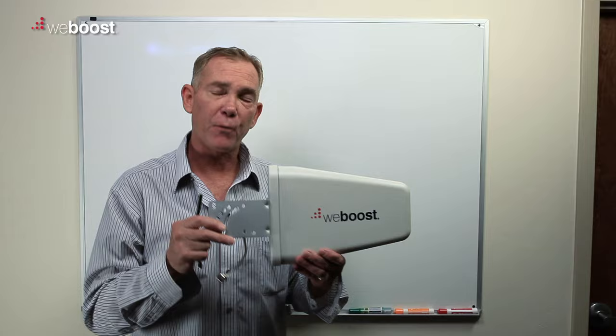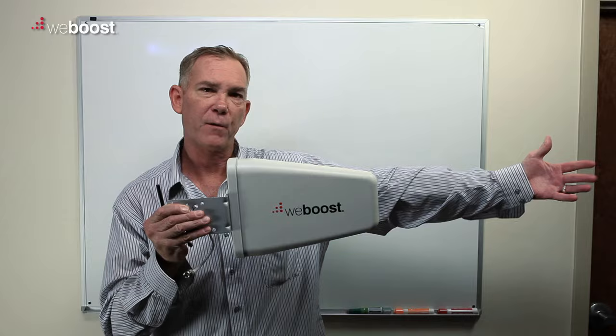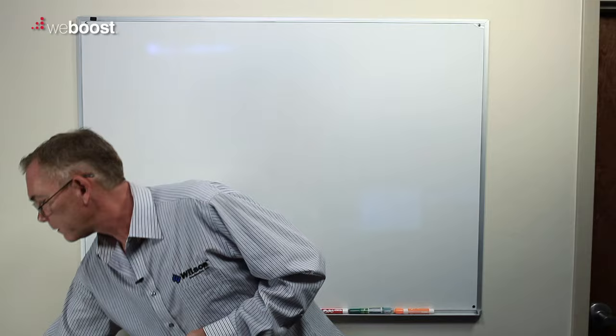So this is a directional antenna. It primarily receives energy from this direction and transmits energy in this direction, whereas an omnidirectional antenna receives and transmits energy 360 degrees. An omnidirectional antenna means that the energy radiates all the way around the antenna. This is a very simple omnidirectional antenna. So the energy radiates all the way around this.